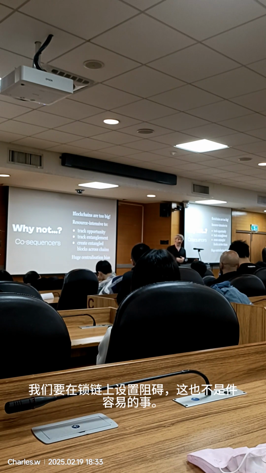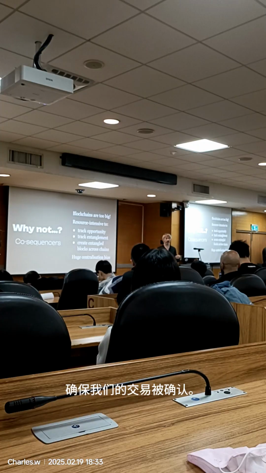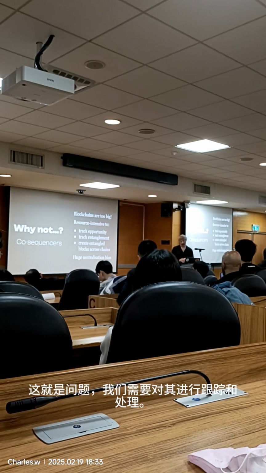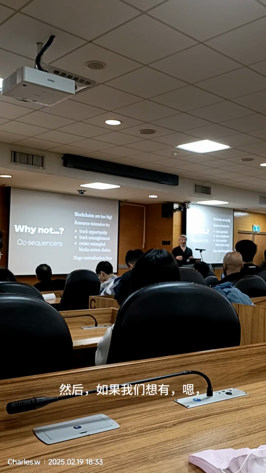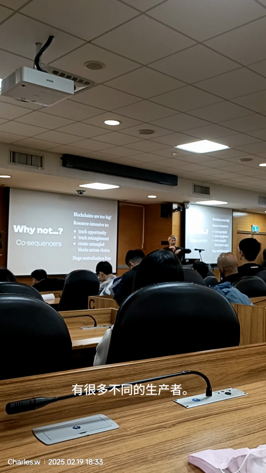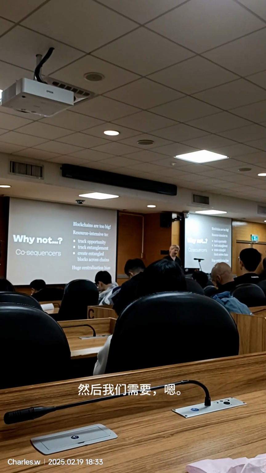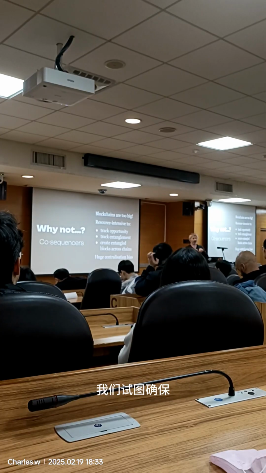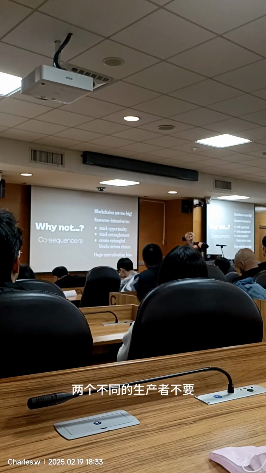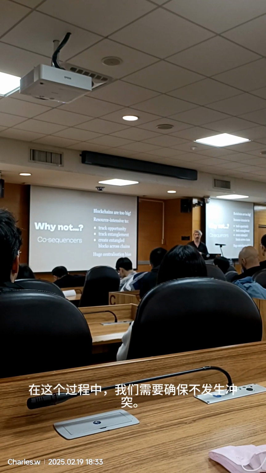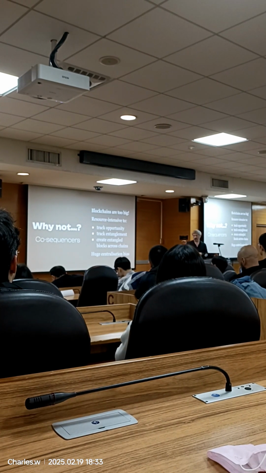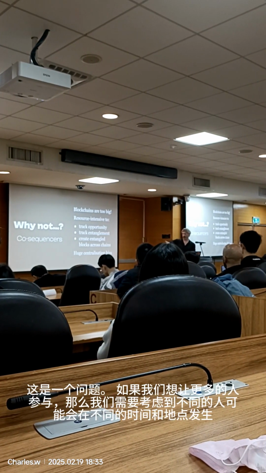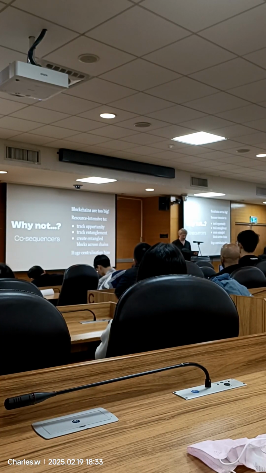Creating entangled blocks across chains is no easy thing either. We have to essentially make sure that our transactions get in at all. Not so easy. And then we also have to track the opportunities for entanglement. And then if we want to have many different producers all doing their co-sequencing, then we have a further issue where, in essence, we're trying to make sure that the two different producers don't collide in their co-sequencing attempts. Essentially that if we're co-sequencing 5 chains, then we don't get 4 producing blocks, but actually one is part of some other co-sequence set.